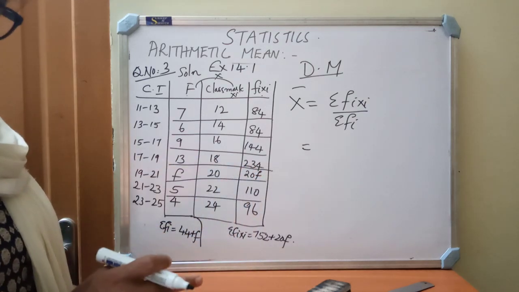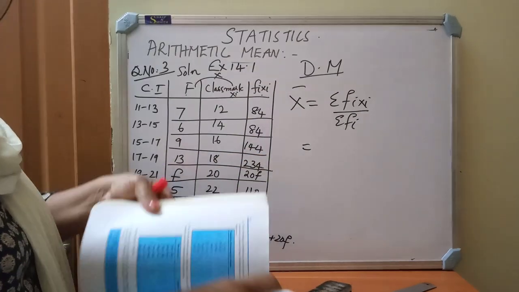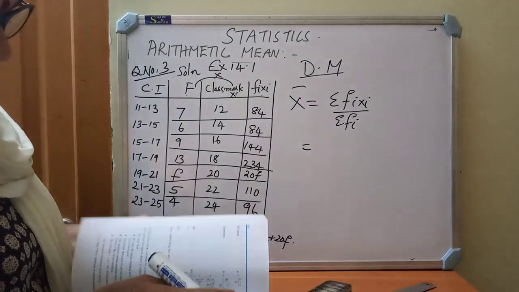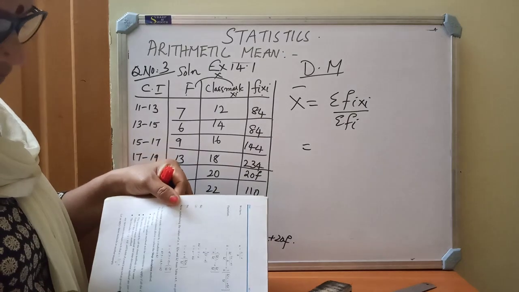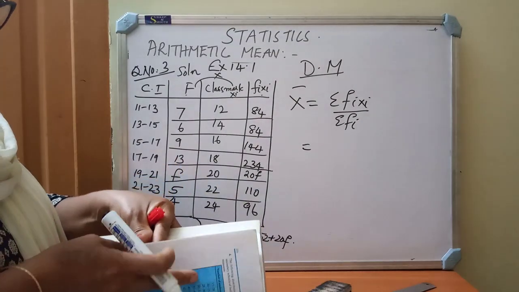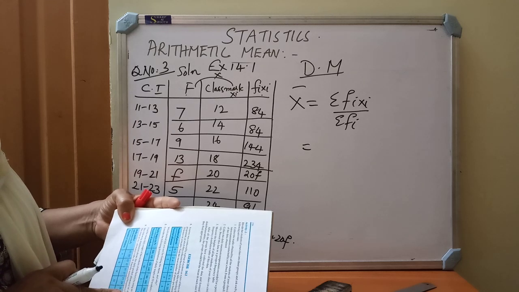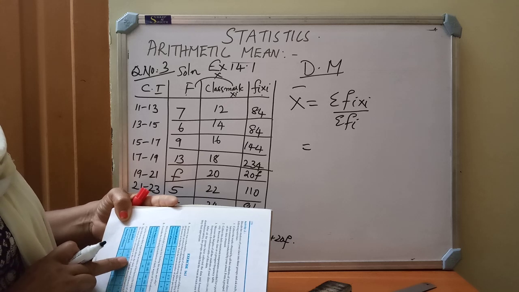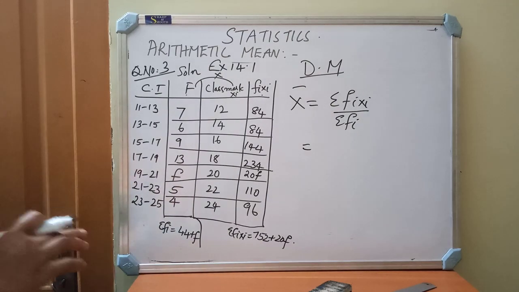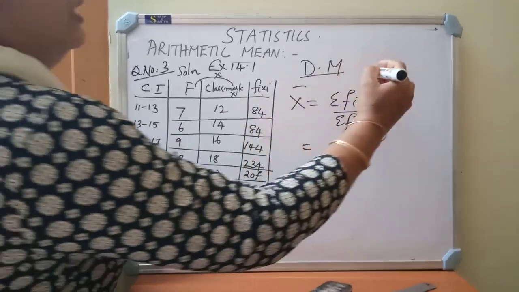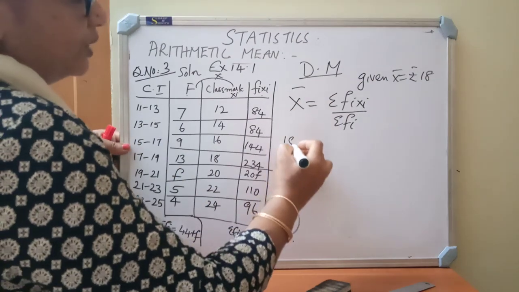You see the question, the third question. Read exercise 14.1, question number 3: the following distribution shows the daily pocket allowance of children of a locality. The mean pocket allowance is rupees 18. The mean is given in the question data itself. For finding the missing frequency, they will automatically give the mean. So given x bar equal to rupees 18. In the x bar place, you have to substitute the value 18.